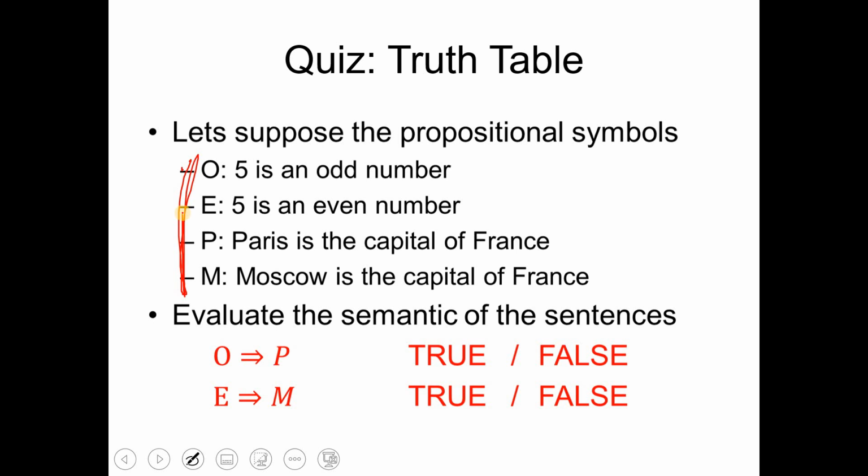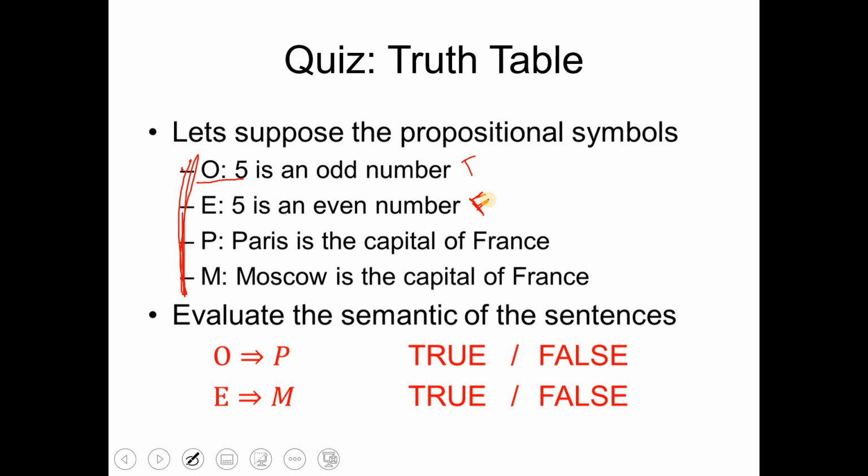It does not mean that I have said that this is always true. It can be false depending on the real situation. What do you think? 5 is even or odd? So 5 is odd. So it means that O will always be true, whereas E will always be false. So these are just like constants because of these values. E will always be false, and O will always be true.